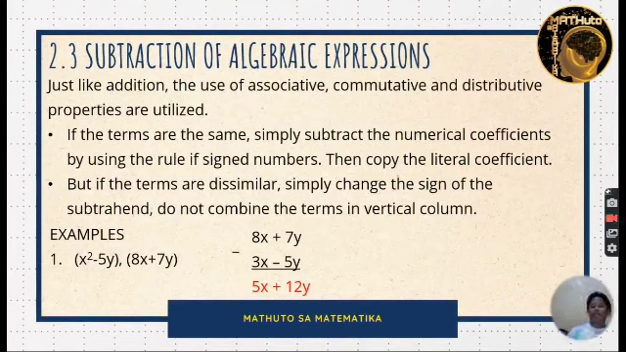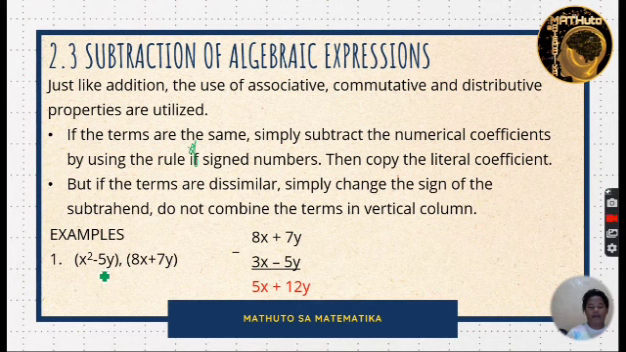Subtraction of algebraic expressions. Just like addition, the associative, commutative, and distributive properties are utilized. If the terms are the same, simply subtract the numerical coefficients by using the rule of signed numbers, and then copy the literal coefficient. But if the terms are dissimilar, simply change the sign of the subtrahend. Do not combine the terms in a vertical column.